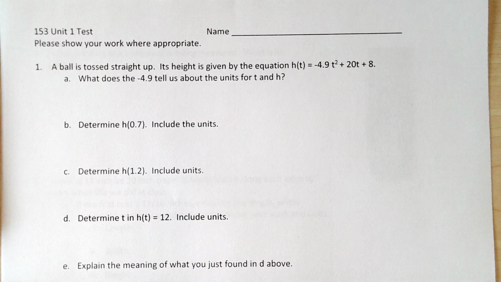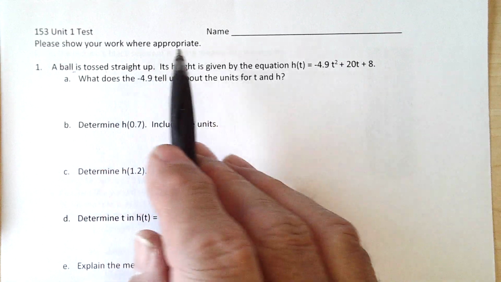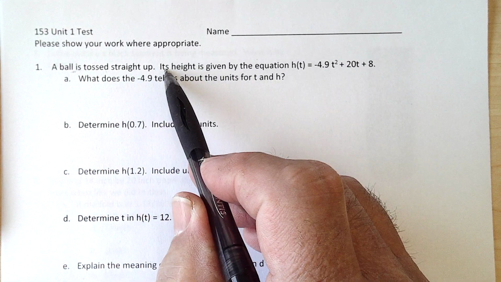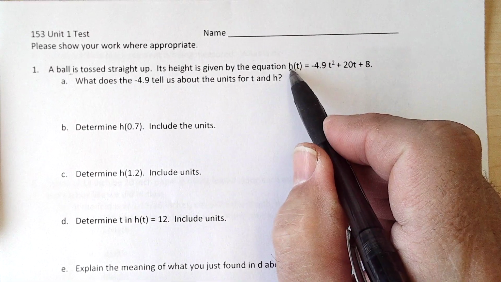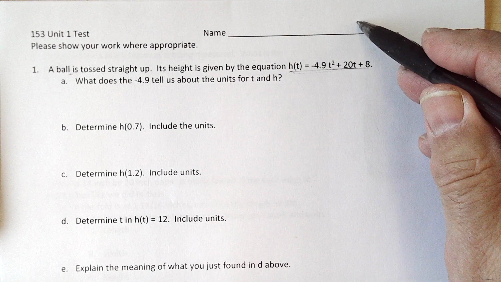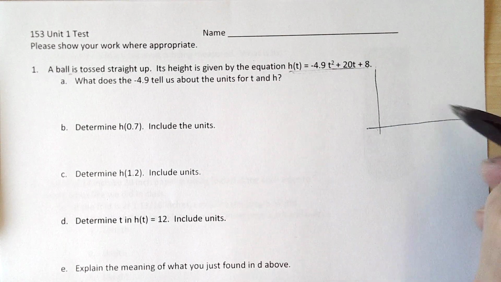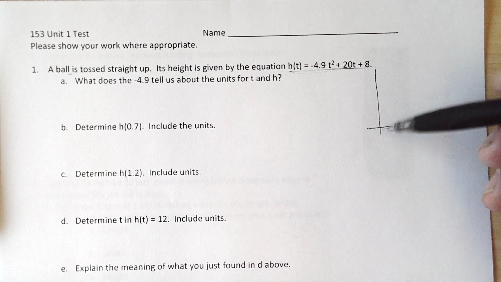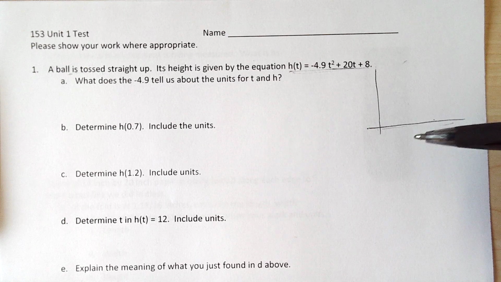Okay, let's go over the test. Problem one, the ball is tossed straight up. Its height is given by this equation. Now, if you graph this, even though the ball is going straight up, as time passes, the height will get higher and higher and higher, and then it'll come back down.